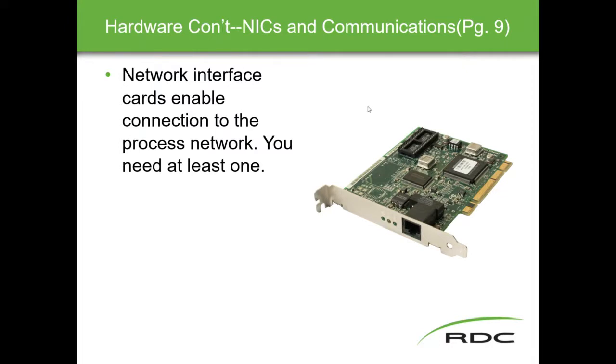Of course, in order to communicate, we have to have communications hardware in there as well, and we've addressed this in other ILMs. Network interface cards, of course, if you recall, enable the connection to the process network, and you're going to need at least one, of course, based on your system. And again, we're at this stage now, evolutionary technologically wise, where we're usually at the Ethernet stage.